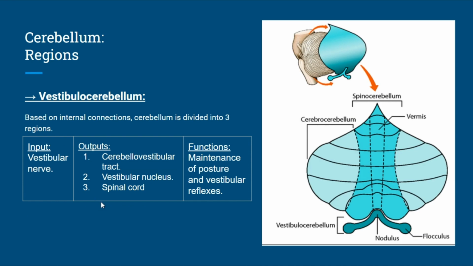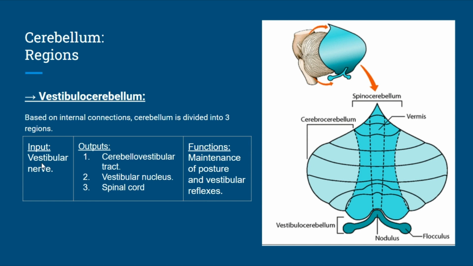Now, based on the functions and internal connections, the cerebellum is divided into three different regions. One is the vestibulocerebellum, the second one is the spinocerebellum, and the last one we're going to discuss in the last slide. So the first one is the vestibulocerebellum.